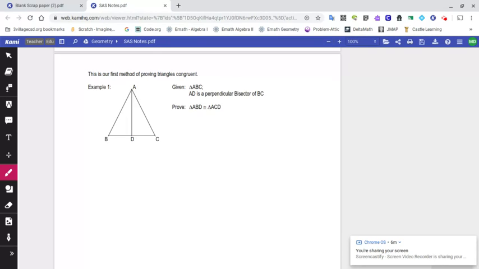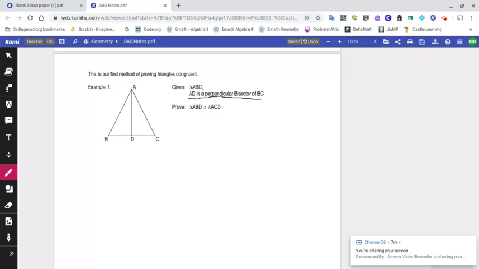Okay, so scroll up to the first example. This is our first method of proving triangles congruent, side angle side. This is generally what a proof is going to look like. We have a diagram, we have this triangle ABC, and we have these given statements. AD is perpendicular bisector of BC. So that tells us a bunch of stuff.